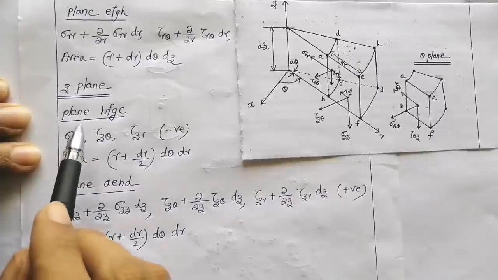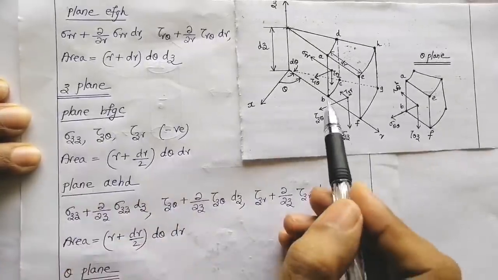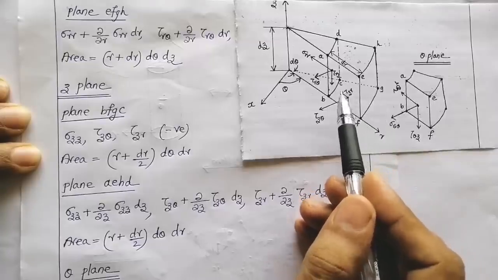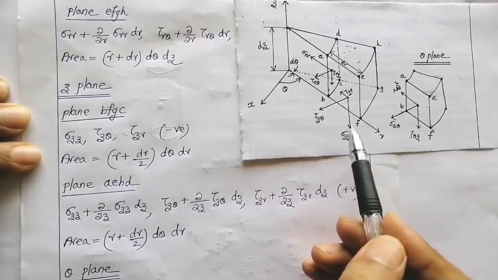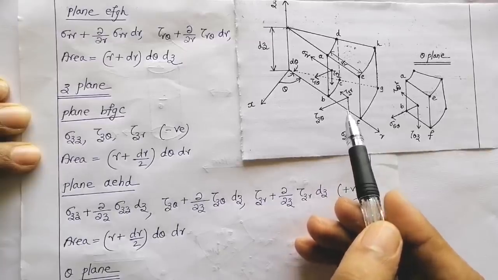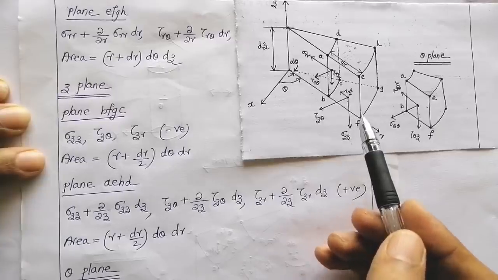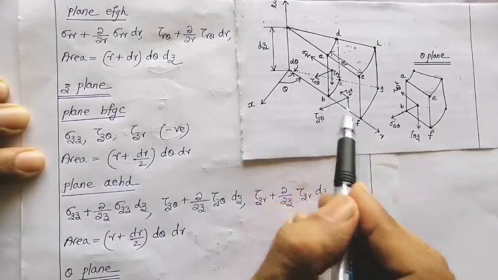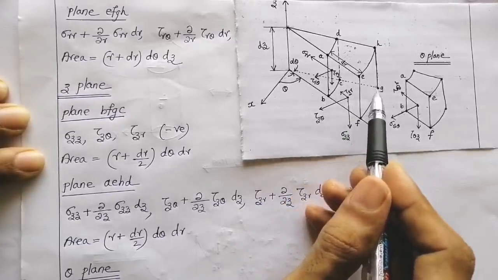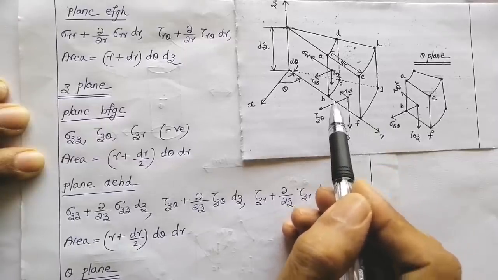Now let us analyze the plane in which we have marked the stress components, that is plane BFGC. In plane BFGC the stress components are sigma ZZ, tau ZR and tau Z theta. We have marked them as negative. Now let us analyze the area. For the area, BF and CG have dimension dr only. This is the radial dimension of the element, dr.